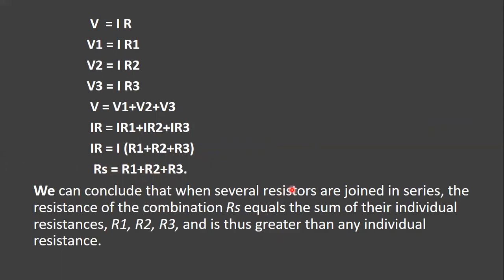Here the total resistance equals the sum of the individual resistances. We can conclude that when several resistors are joined in series, the resistance of the combination equals the sum of their individual resistances R1, R2 and R3, and is thus greater than any individual resistance. Resistance in series is always greater than any individual resistance. Understood, children?